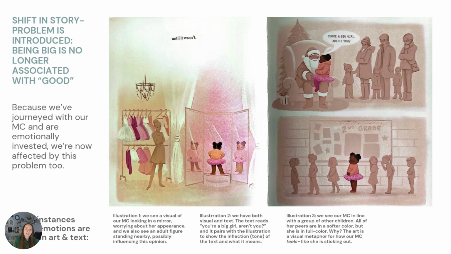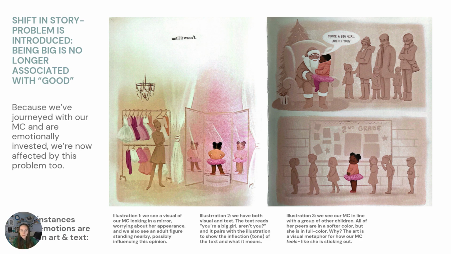And here's where we find our shift in the story. The spread reads, "until it wasn't." "You're a big girl, aren't you?" So here's the shift. Our problem was introduced. Being big is no longer associated with a good thing. Because we've journeyed with our main character and are emotionally invested, we're now affected by this problem too.